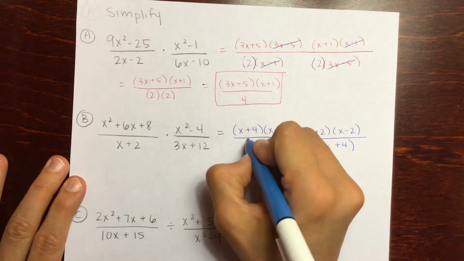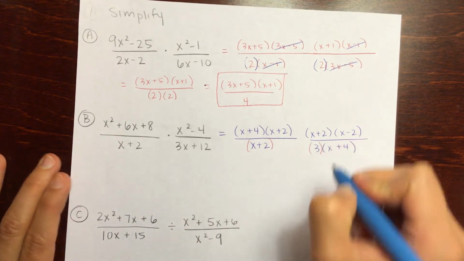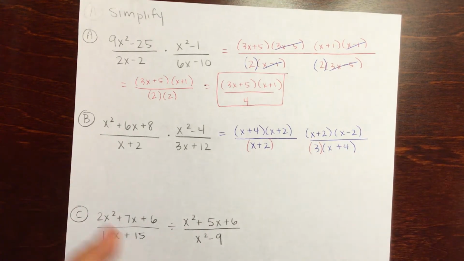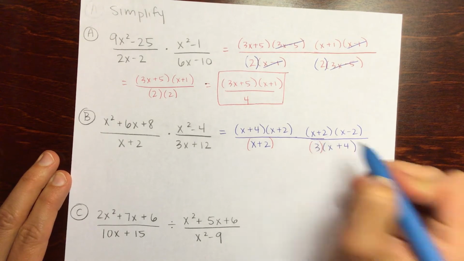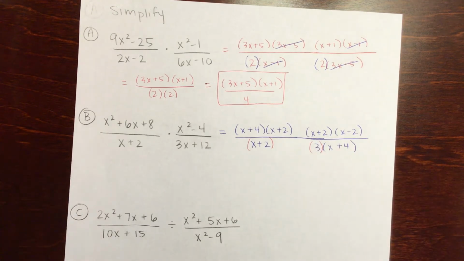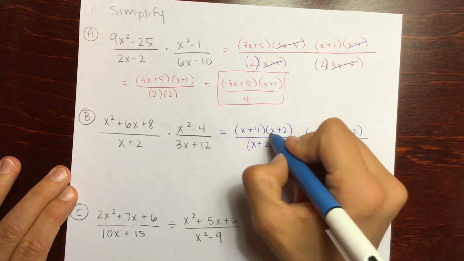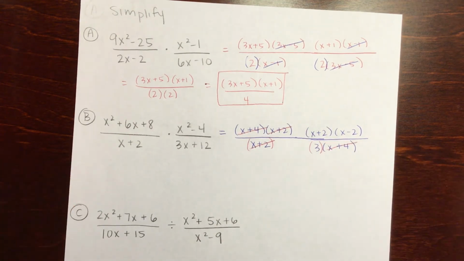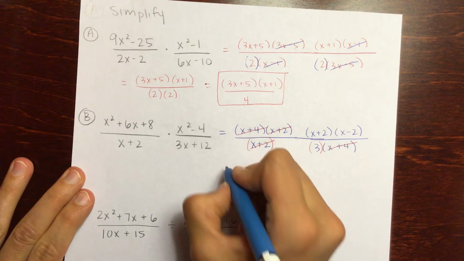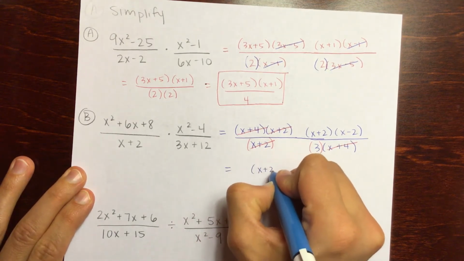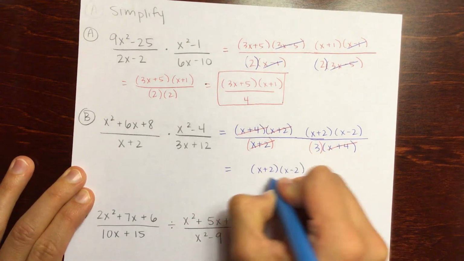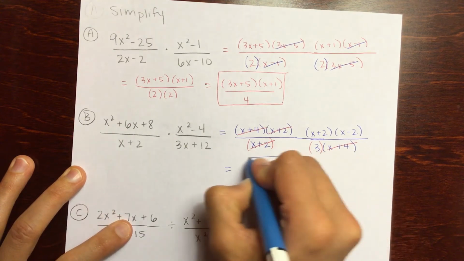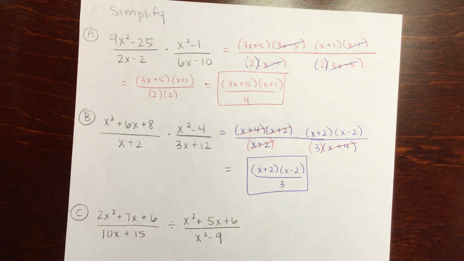Put in your parentheses if it helps clear things up, and since this was multiplying, I can treat it as one long fraction. Cancel, one from the top and one from the bottom. And now my final answer. You don't have to multiply out the numerator. You can leave it separated like that.